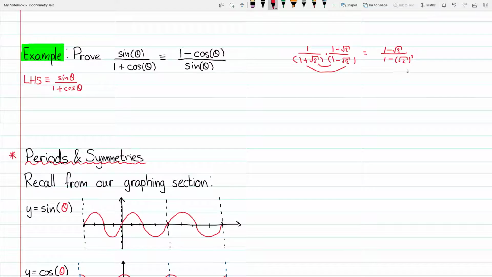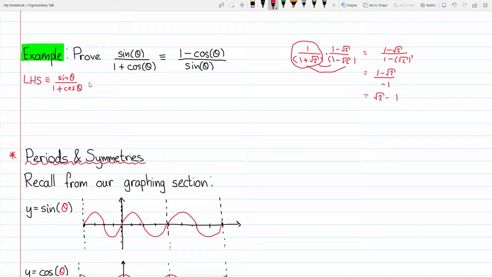and then we get 1 minus the square root of 2 all squared. Well, this is just 1 minus the square root of 2 divided by minus 1, and so this is simply just the square root of 2 minus 1. So this fraction here is equal to the square root of 2 minus 1. So we've rationalized the denominator.